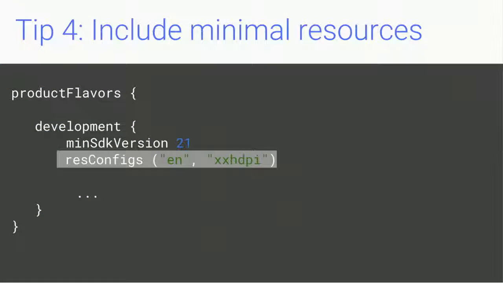Now, tip 4 is to minimize the set of resources that you package in your development build. By default, the build system will include the resources for all the languages and screen densities that your app and the libraries that your app uses define. So if your app supports many different languages or many different screen densities, then you're actually wasting a lot of time doing work for no reason. Because during development, you're only ever probably going to be using one set of those resources.